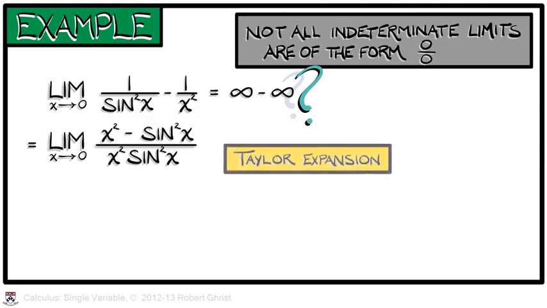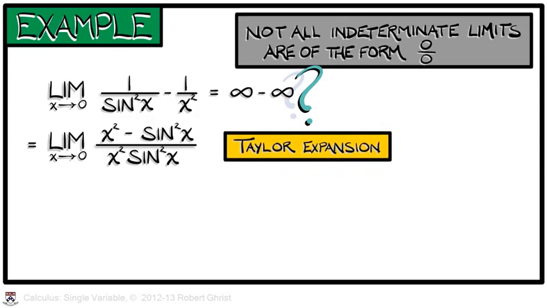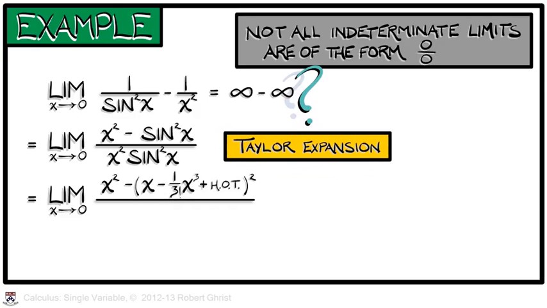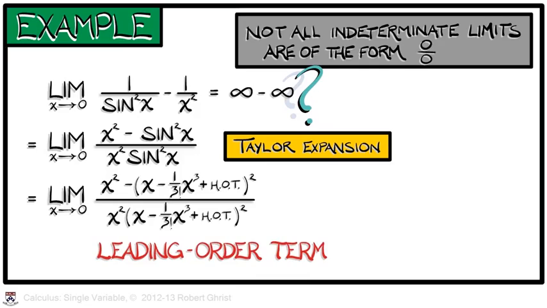And now we can apply L'Hopital's rule, or, in this case, Taylor expansion. If we Taylor expand, well, the only thing we need to worry about is sine squared of x, which is the Taylor series for sine of x, quantity squared. What we really want to do is compute the leading order term. So we're going to have a little bit of algebra to do. When we square x minus x cubed over 3 factorial plus higher order terms, what do we get?